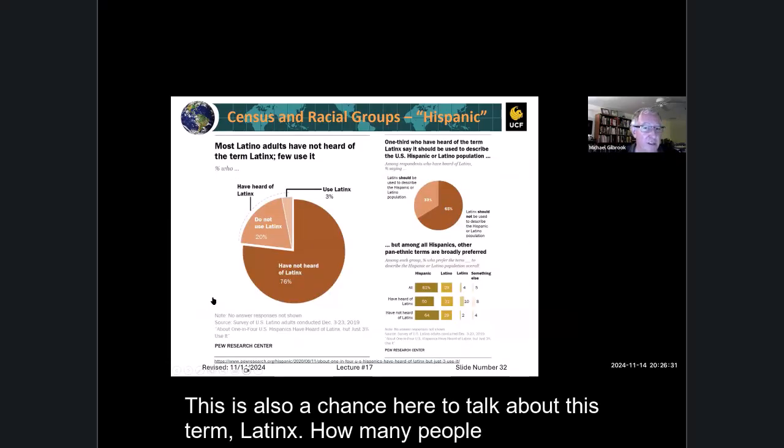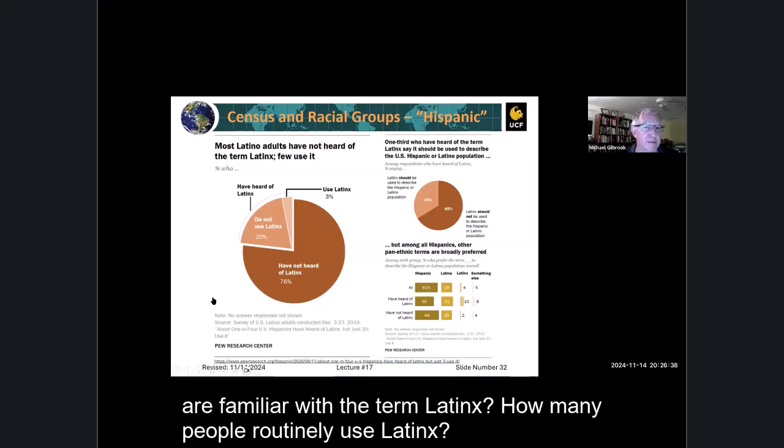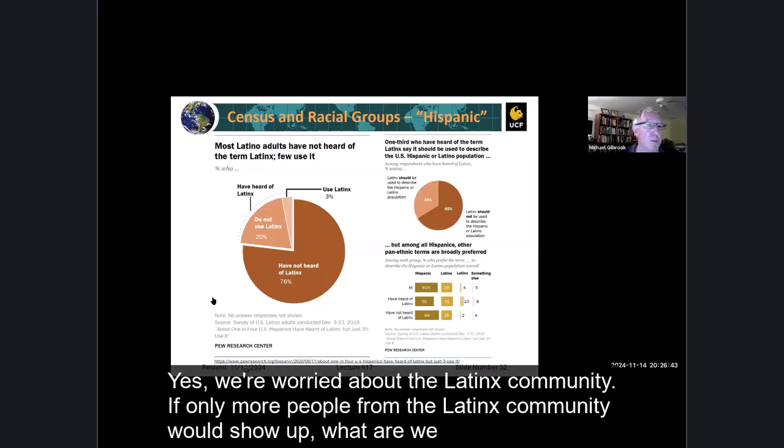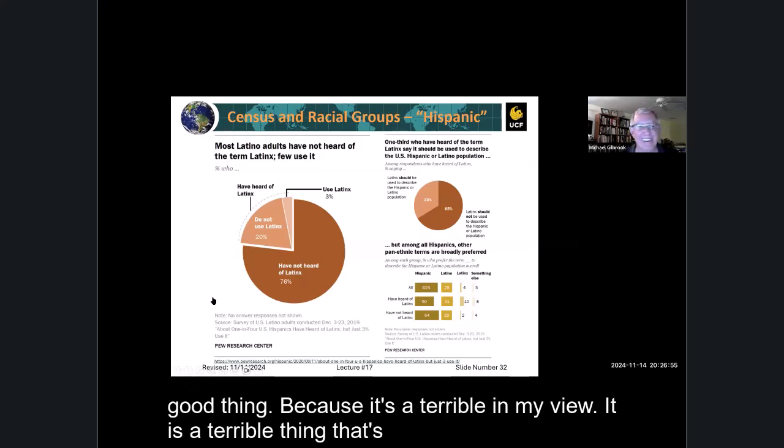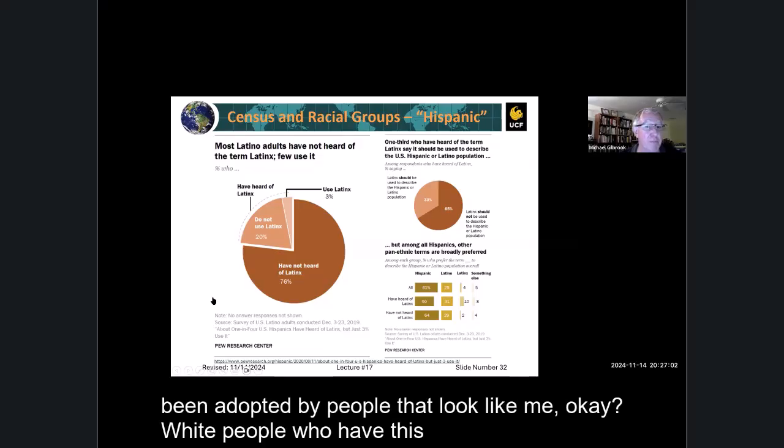This is also a chance here to talk about this term, Latinx. How many people are familiar with the term Latinx? How many people routinely use Latinx? Yes, we're worried about the Latinx community. If only more people from the Latinx community would show up. What are we going to do for outreach to the Latinx community? Nobody here is going to admit to using that? Okay. Good thing. Because in my view, it is a terrible thing that's been adopted by people that look like me, okay?